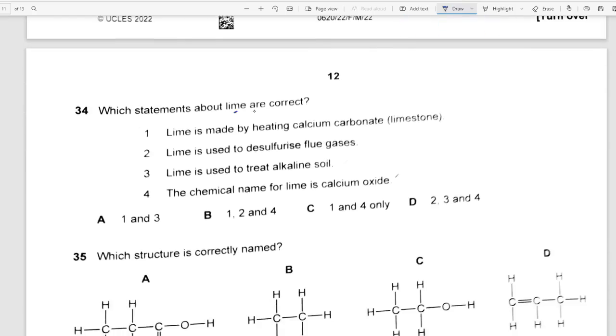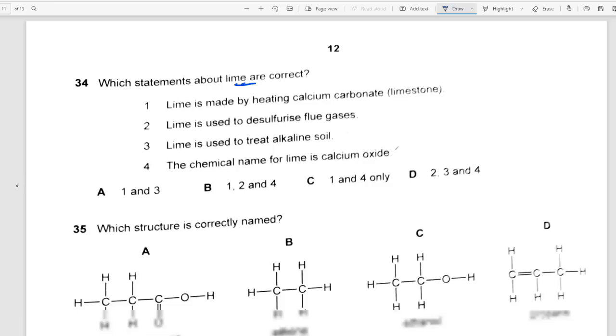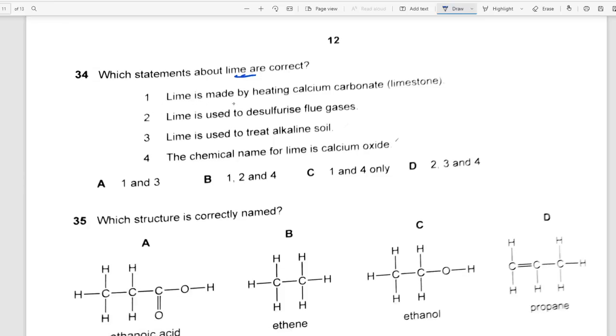Number 34, which statements about lime are correct? Let's start off. It's saying lime is made by heating calcium carbonate. That is correct. Lime is made by heating calcium carbonate, and I believe in one of the paper 4 questions, a whole entire question came on this, so you need to know this.